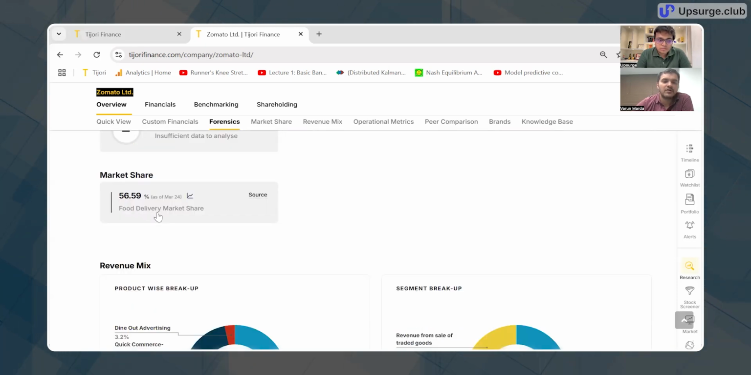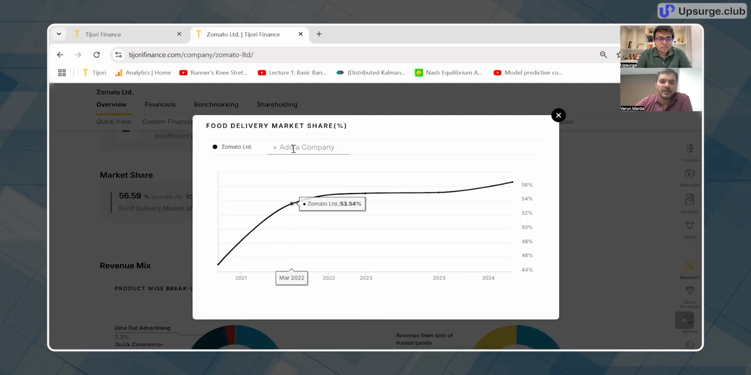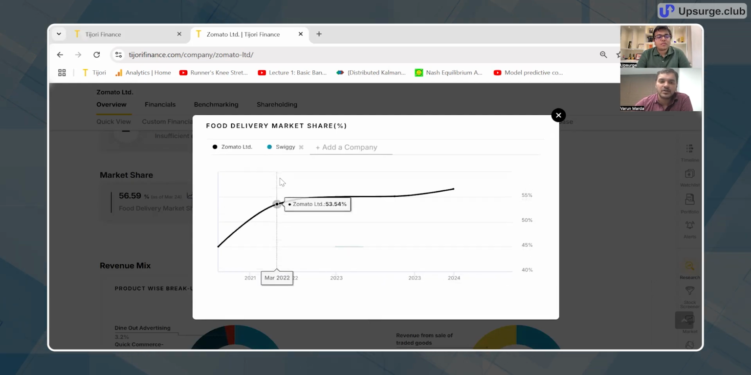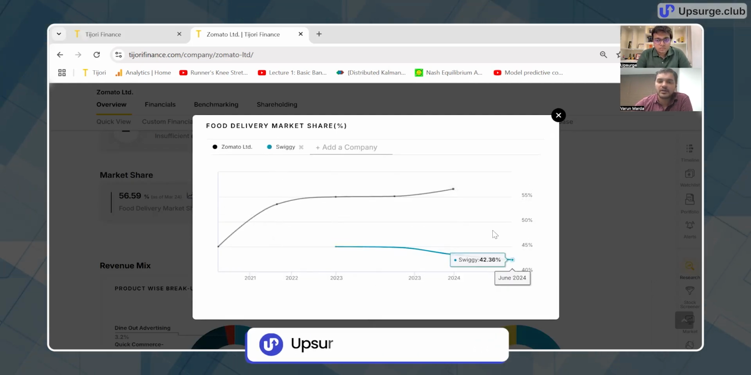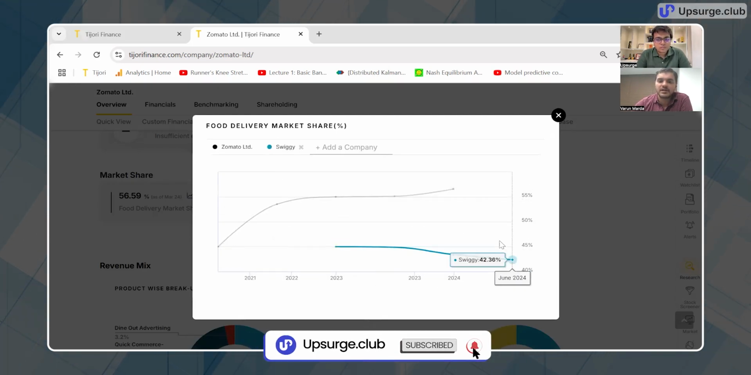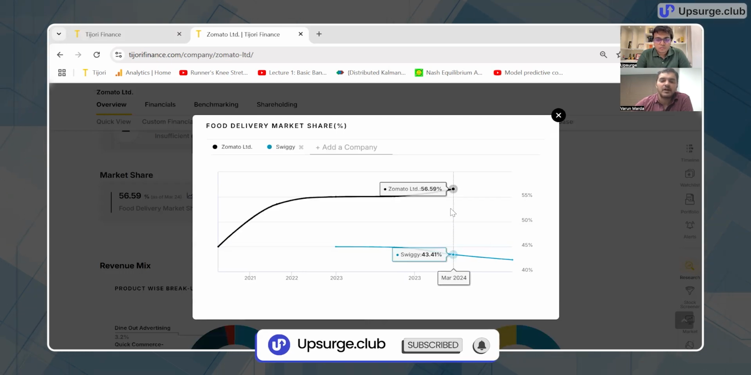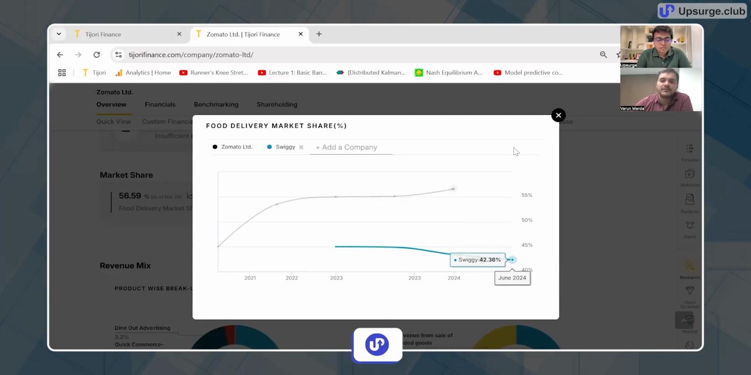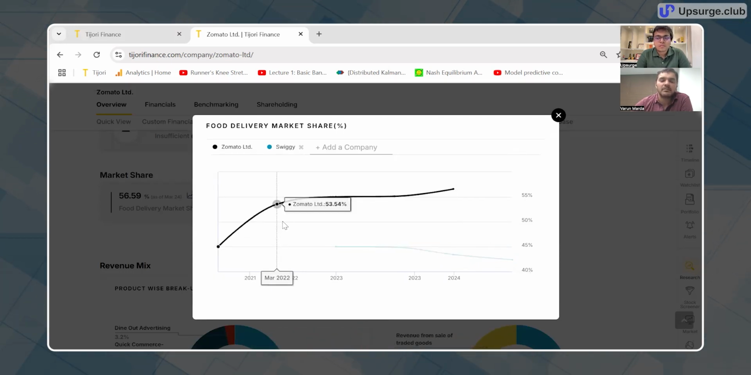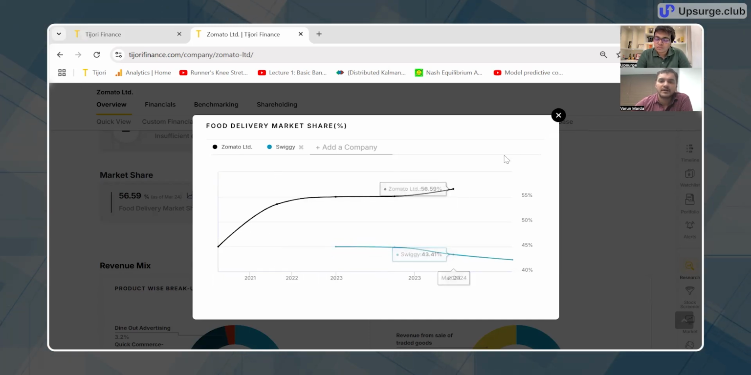Okay, so Zomato has 56% market share in food delivery. You can just click on this and compare it to, so obviously you'll be like, how much does it have compared to Swiggy? You can just, on a click of a button, compare this to Swiggy. So Swiggy has about 42%, 43%, and Zomato has 56%. So this straight away gives you an idea on the business of a company rather than just some boring financials.